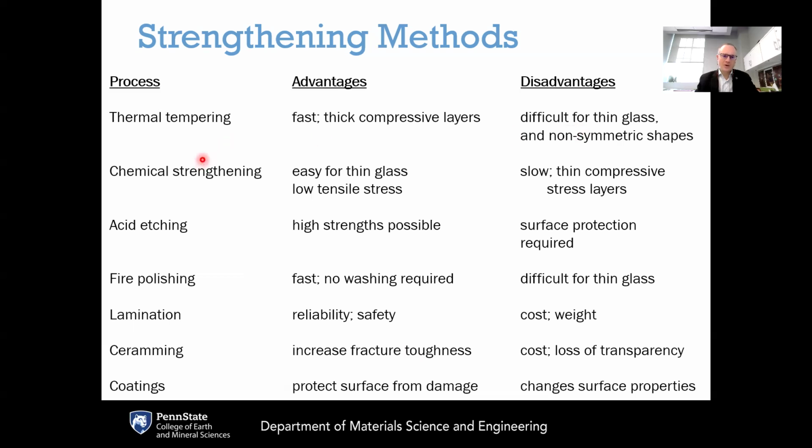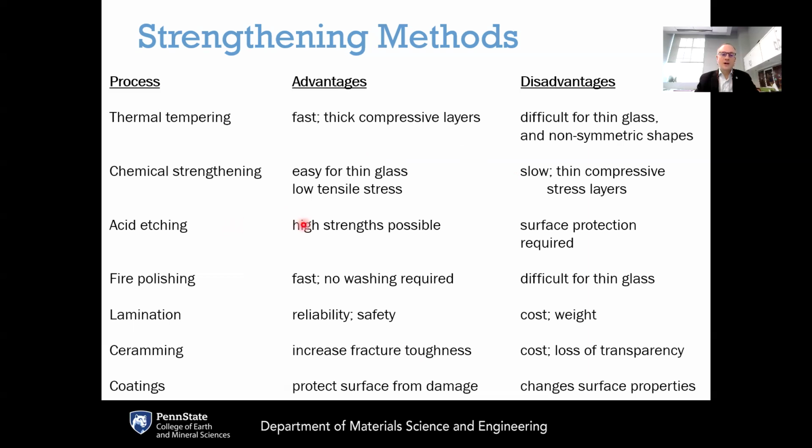Another method is chemical strengthening. This is an ion exchange method. This works well for thin glass. And it works well for glasses that have relatively low thermal expansion coefficients, provided that there's enough alkali in the glass to do ion exchange. Disadvantages are that it is slow and that the compressive stress layer is relatively thin compared to that which is obtained from thermal tempering.